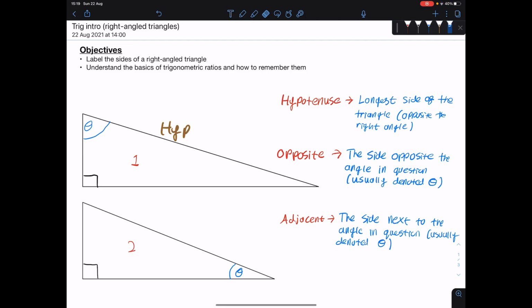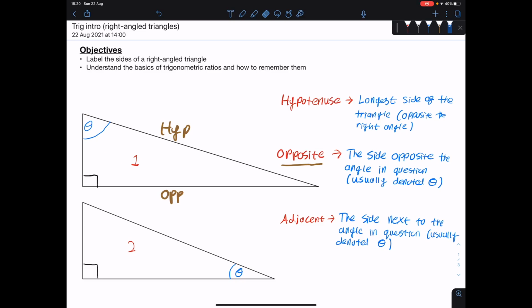Again, this is just the longest side of the triangle, and to clarify this, you can draw out a few right angle triangles, measure the sides, and you will see that the hypotenuse is always opposite that right angle. The second side we want to label is called the opposite side, and this side is opposite the angle in question, which here is denoted by theta. So if we look at theta and look at the side which is directly opposite from theta, we just label this the opposite side.